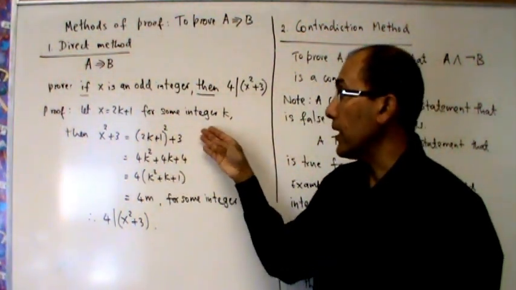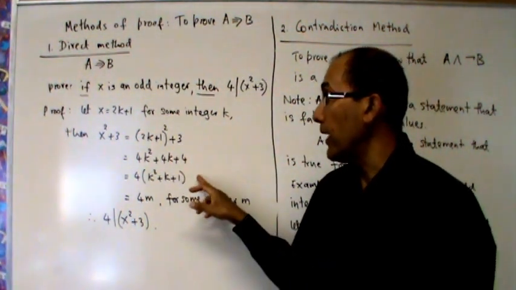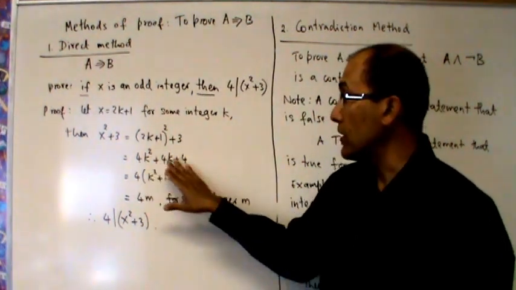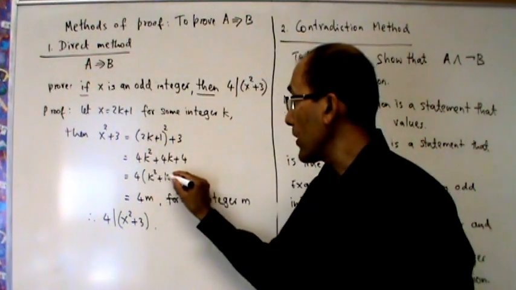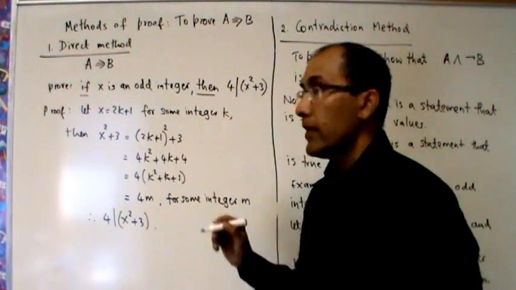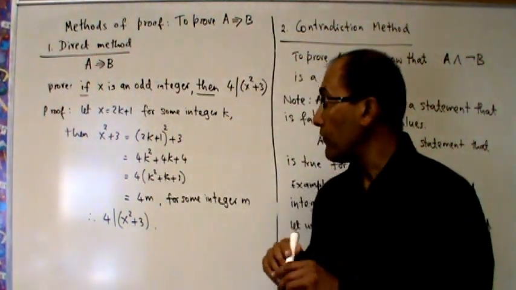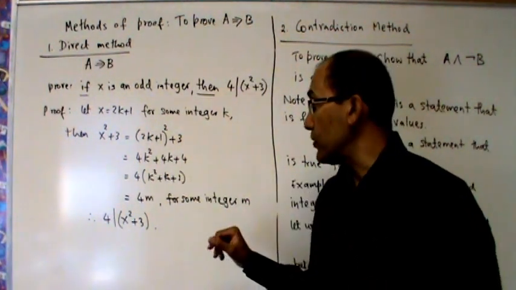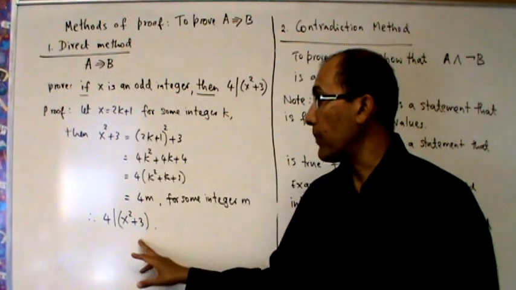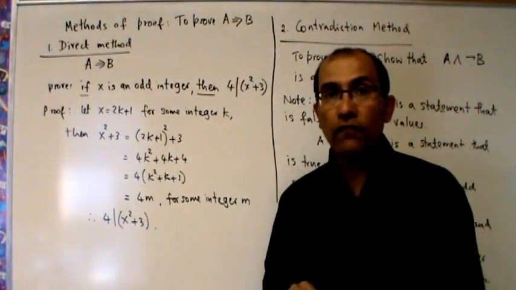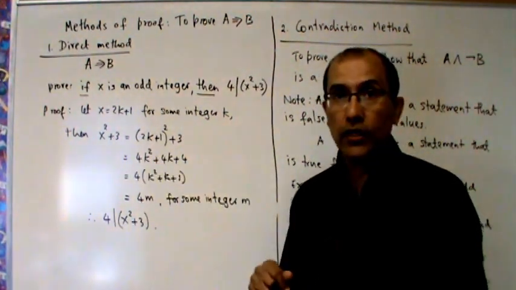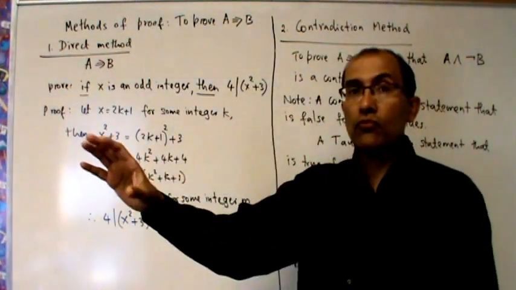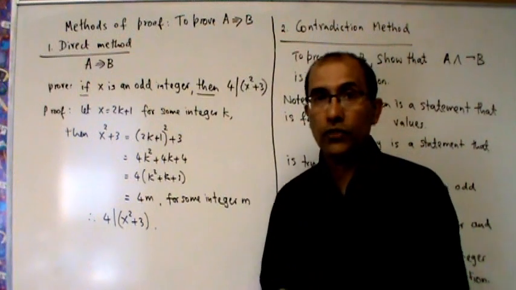And you plug that in, simplify, and you get that x square plus 3 is equal to 4 times some integer m, because 4k plus 1 is some integer. Therefore we know that x square plus 3 is a multiple of 4, and we have our conclusion. So that's the direct method, the easiest one. From the hypothesis you work directly to your conclusion.